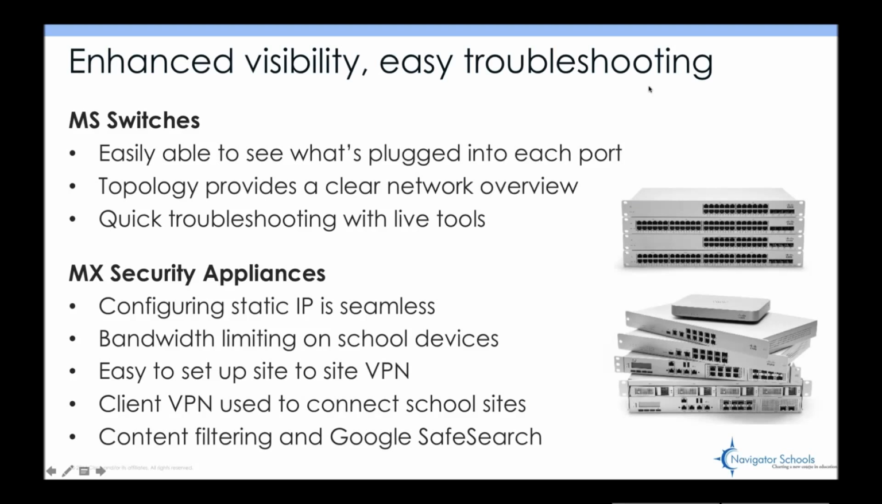We have only a 100 meg connection for both sites, and we are adding more and more devices each year. So it is nice that I'm able to put the bandwidth limitation in from the security appliance. Now you can do that from the switch, and you could do that from the access points as well. But it's nice I'm able to set that rule from the security appliance, and then it applies to everybody.